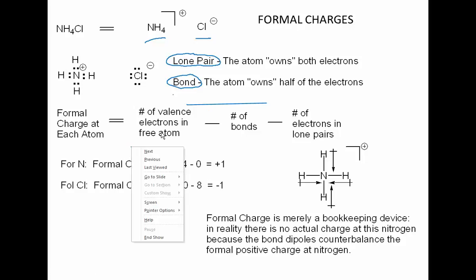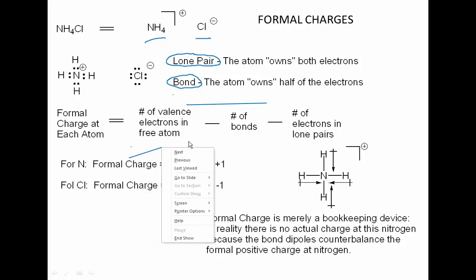So for the nitrogen in ammonium chloride, it's got 3 bonds in it. Sorry, 4 bonds at nitrogen. And we can say that the formal charge at nitrogen, there's 5 electrons in a free nitrogen atom. It's got 4 bonds, and there are no lone pairs at nitrogen, so when we do this equation, the answer comes out to be positive 1.